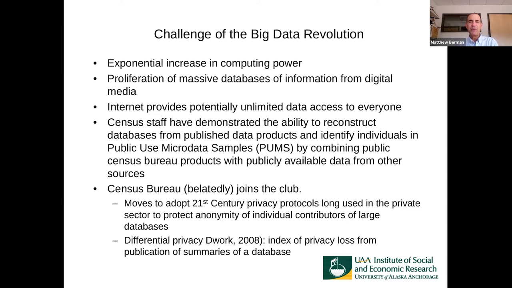And so the Census Bureau took this information, and their staff, these smart people at Census, managed to reconstruct the actual counts of data from the census in 2010 and also the American Community Survey, just by combining publicly available data from these other sources and the Census Bureau products that were published. And they could identify the majority of people in the nation that way. So they realized that their prior protocols were inadequate.